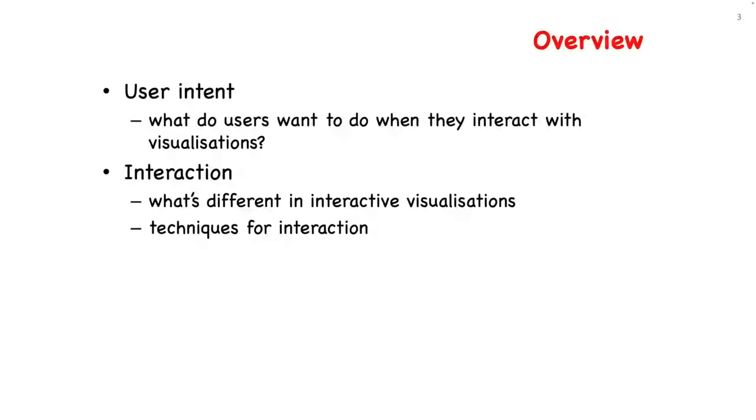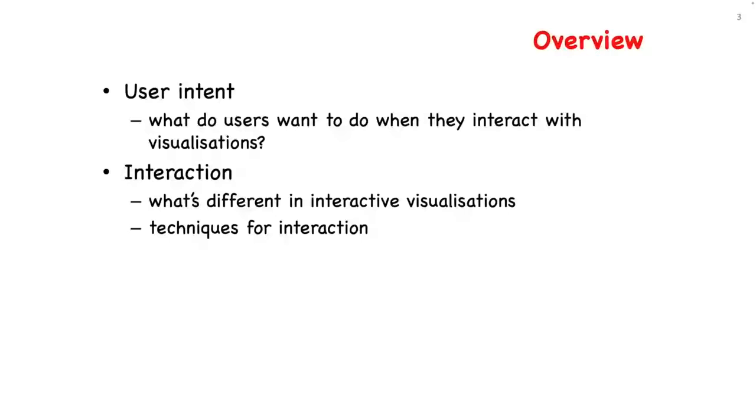So first of all, user intent. This is what do our users want to do. So what we think they want to do is some combination of to select, to explore, to reconfigure, to filter, to abstract or elaborate, so more or less detail, and we want to learn to make connections between different things. So, selection or focus. So here we are looking at marking something of interest.